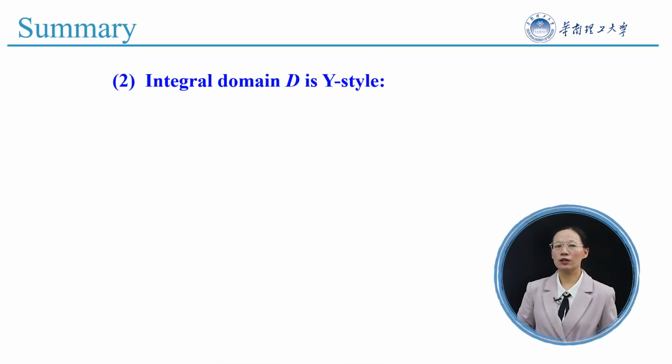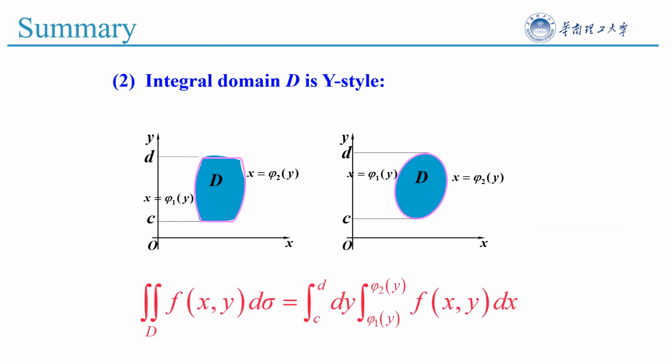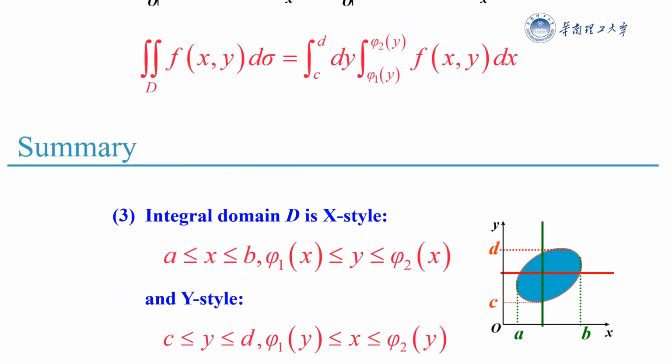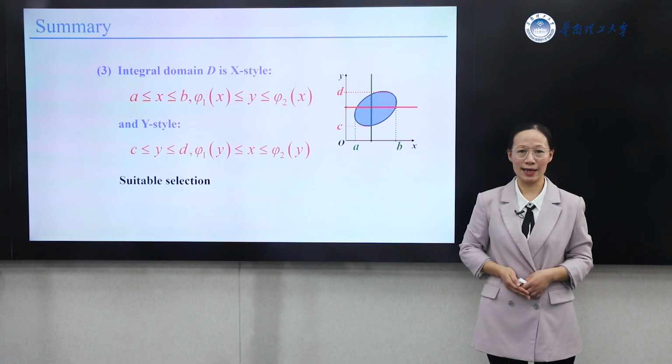The second domain D is a y-type region. The double integral can be converted into an iterated integral. First, integrate with respect to x, then integrate with respect to y. The third domain D is both an x-type and a y-type region. We can choose the suitable one according to the characteristic of the integrand function. Try to understand and master the above knowledge.